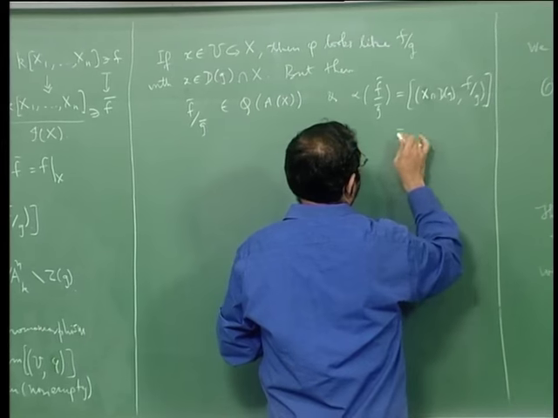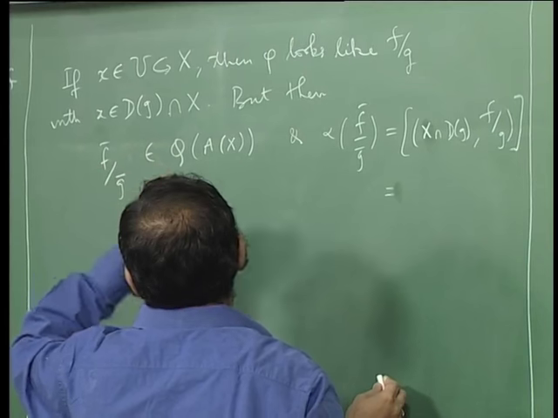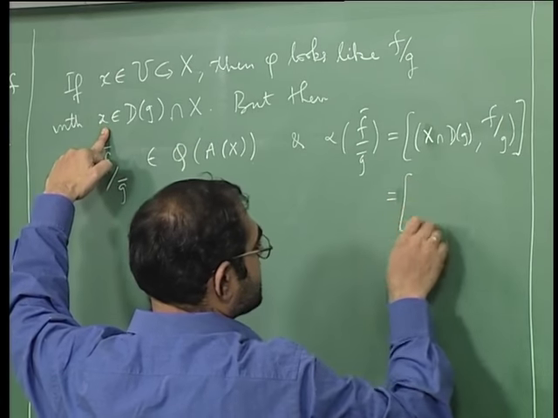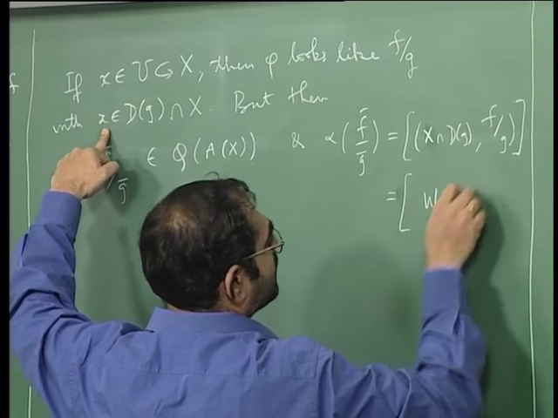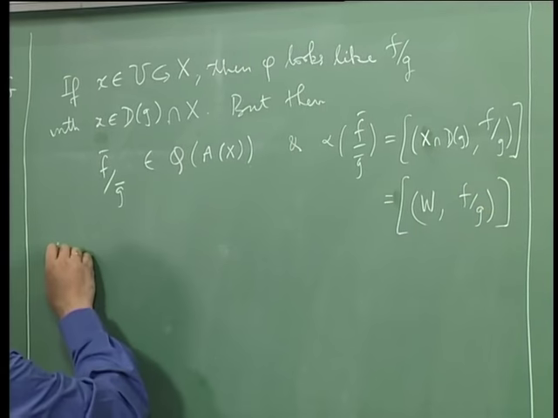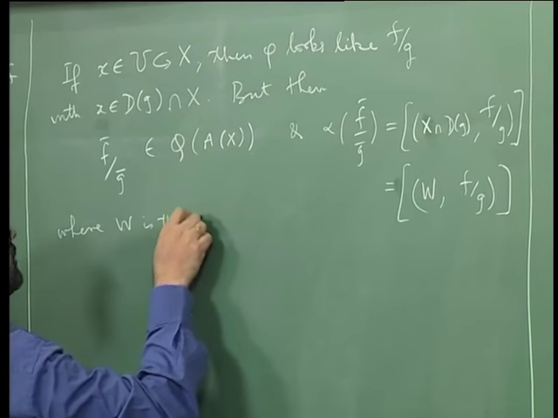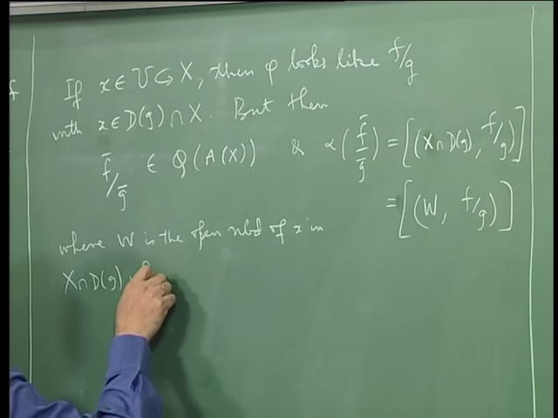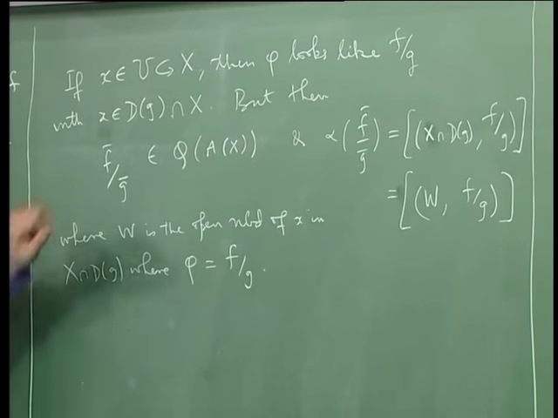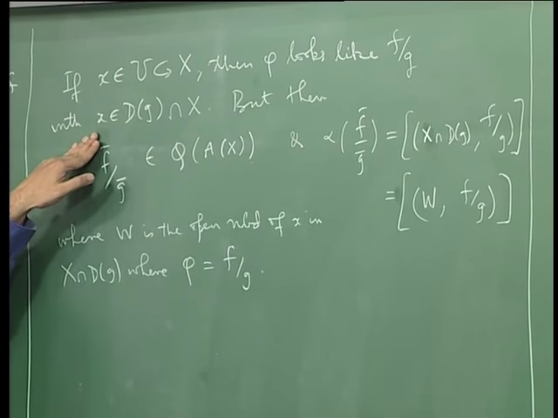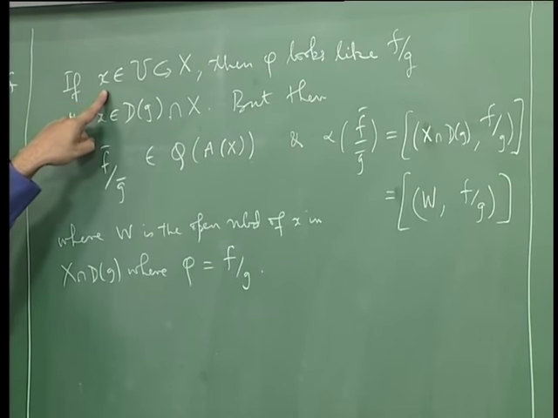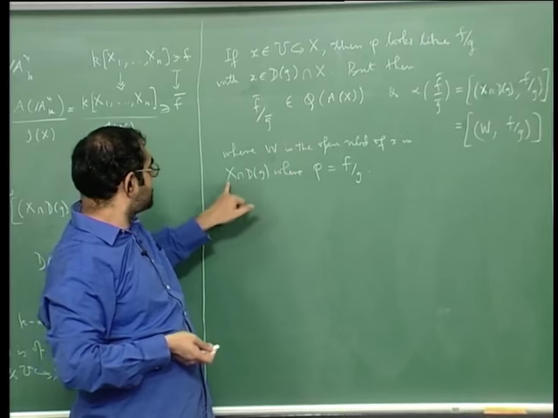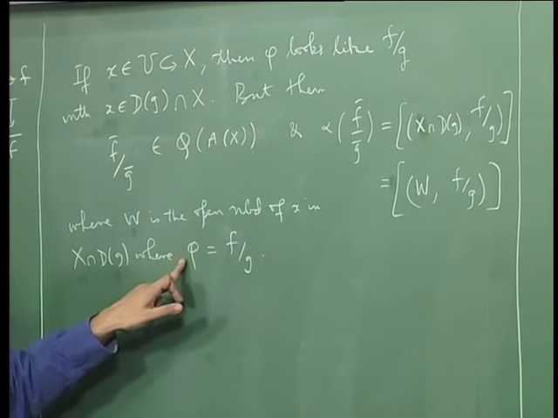But then notice that this is the same as W comma f by g, these two are the same, where W is the open neighborhood of small x in X intersection D_g, where phi is equal to f by g. After all, phi looks like f by g locally at every point, so I am taking only one point, it's enough to take just one point, to call that point small x. So for this point small x, I have an open neighborhood W, which is in X intersection D_g, and there on that W phi is the same as f by g.